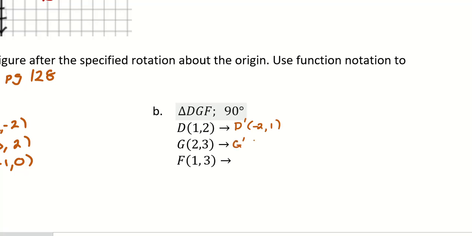On Golf, G prime here, we see the same thing. We are going to go 90 degrees about the origin. They swap places, so it would be 3, 2, but that front point changes sign now. Okay, and the last one, F, Foxtrot prime. Swap places, here it is, 3, 1, and we make it a negative, and we have it.